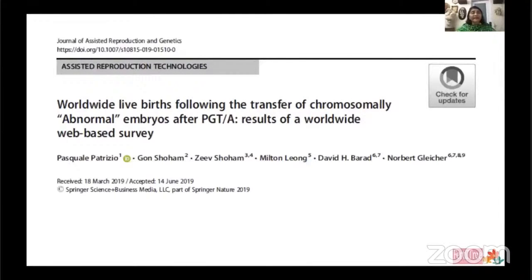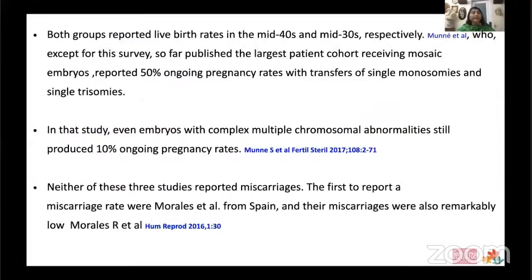So when this study looked at so-called aneuploid or abnormal embryos, and they did a worldwide web-based survey, they found that the most beneficial was for those who were older, not so much for the younger group. And even when embryos with complex multiple chromosomal abnormalities were transferred, they still produced a 10% ongoing pregnancy rate. And none of those in which aneuploid embryos were transferred had any miscarriage. So that is something to pay attention to.